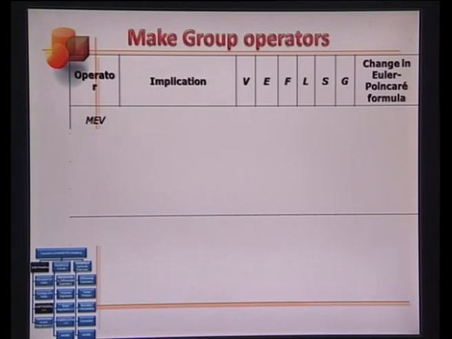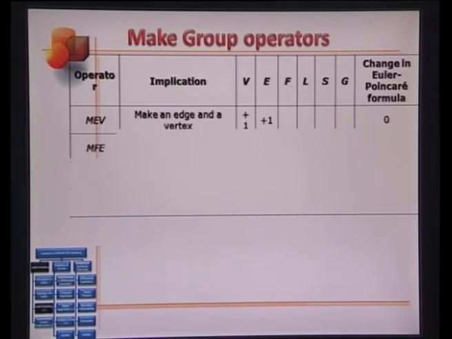MEV stands for make an edge and a vertex. This operator introduces a vertex and an edge, and all the other features are not introduced. Correspondingly, there is no change in the Euler-Poincare formula.